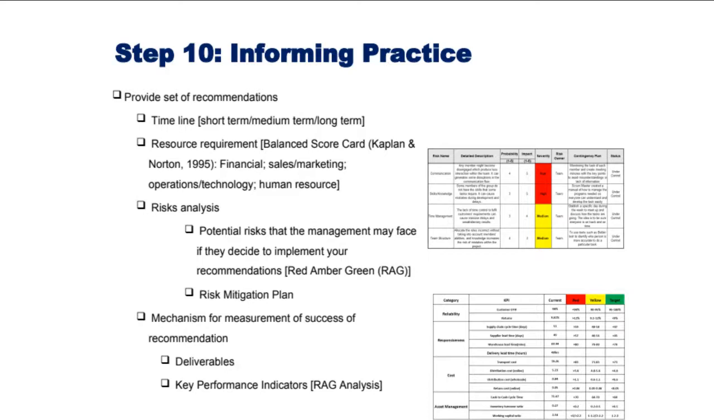For each recommendation, you will provide a timeline: short term, medium term, or long term, meaning when this recommendation should be adopted. What are the resources required to successfully implement that recommendation? These could be financial resources, or non-financial resources like sales, marketing, operations, human resources. They will come from the balanced scorecard. What are the potential risks that the company can face, and how can they mitigate them if they decide to follow your recommendation? I've given you a probability versus impact matrix here. And then you will talk about potential risks and a mitigation plan. A mitigation plan means how you are going to minimize the risk.